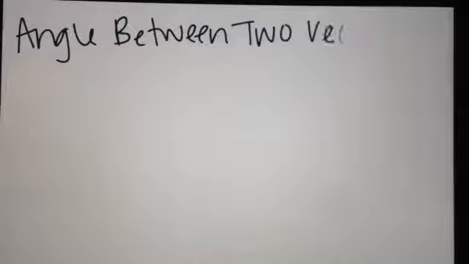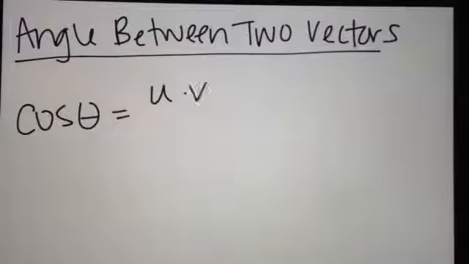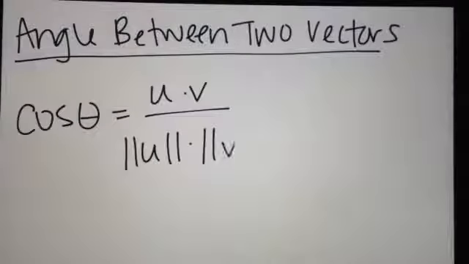Okay, one last thing. We're going to look at the angle between two vectors. So here the formula is cos theta equals u dot v divided by the magnitude of u times the magnitude of v.